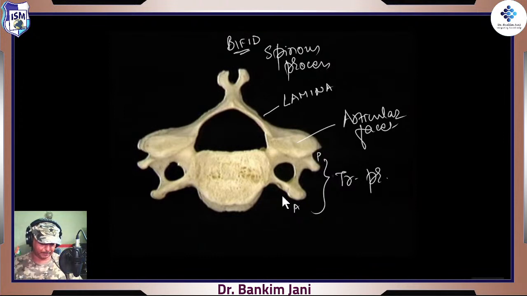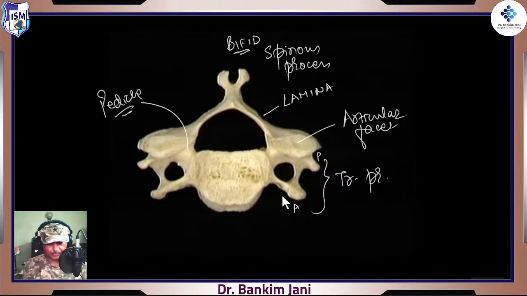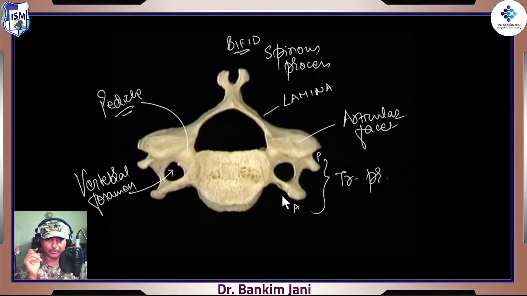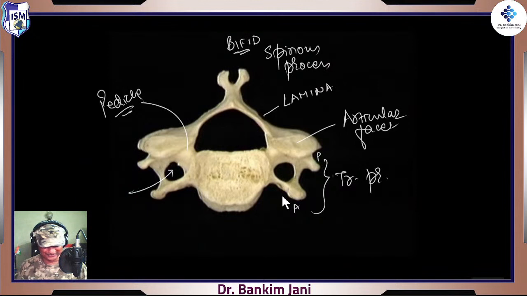The lamina and the body, and these are the pedicles. So that's it. These are the pedicles. Okay. And obviously this is that all-time favorite, the vertebral foramen, right? So the foramen transverse area, the vertebral foramen. It passes the vertebral artery, vein, and the inferior cervical ganglion. Okay, and this is the body.